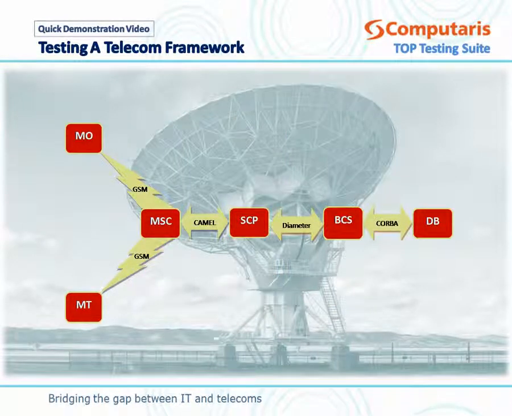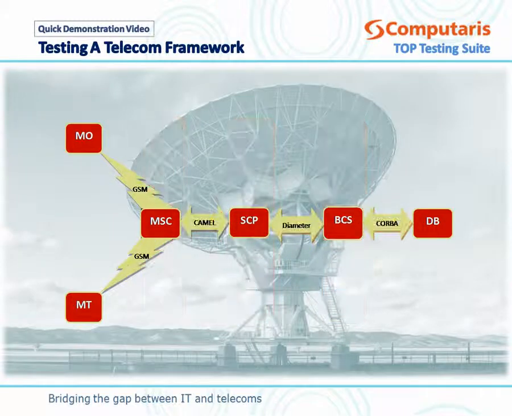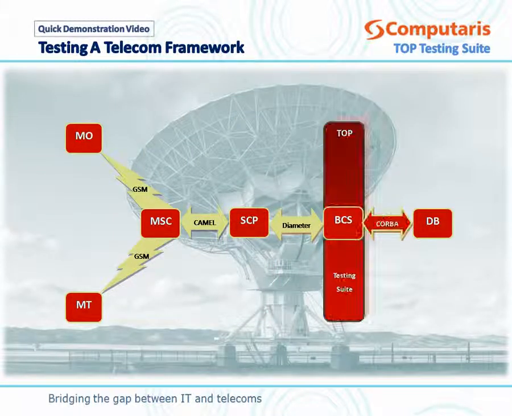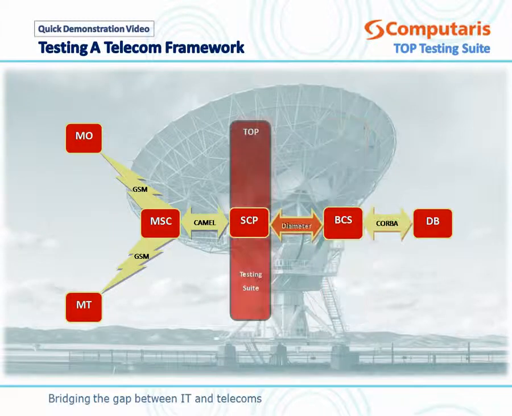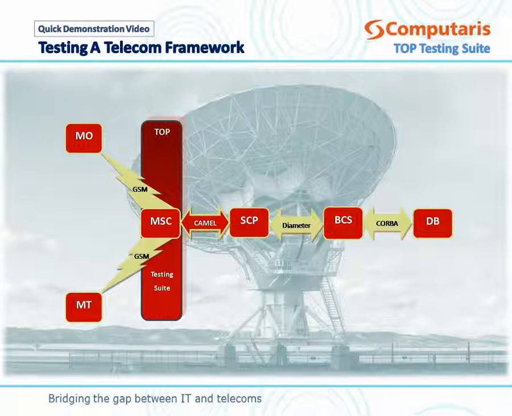The suite can be used to thoroughly test the communication path between originating and terminating mobile devices all the way down to the subscriber databases of a telecom operator. Top Testing Suite can simulate CORBA network traffic originating from, for example, billing and charging systems, Diameter traffic originating from service control points, and CAMEL messages from mobile switching centers.